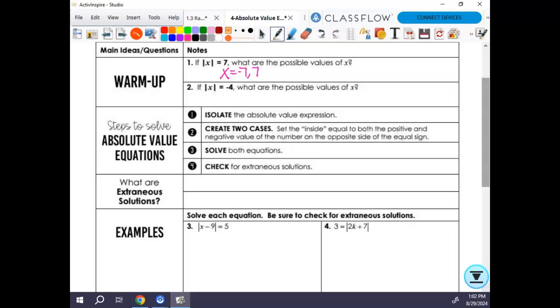Okay. If I have the absolute value of x equals -4, what are the possible values of x? What did we say? When it comes out of the absolute value, it has to be what? Positive. So is there anything I can put in for x where after I take the absolute value, I'm going to have -4? No. So there are none. How you'd really answer it when you're solving something, the answer is no solution.